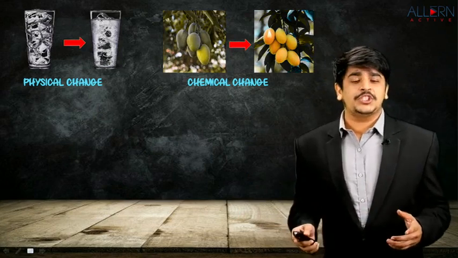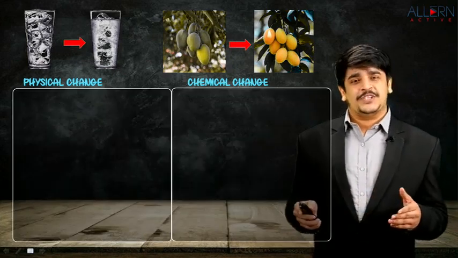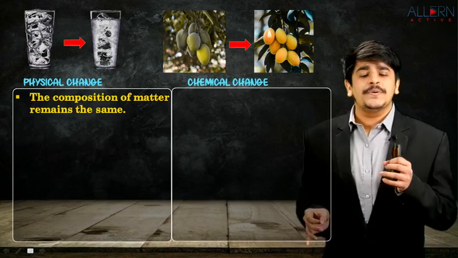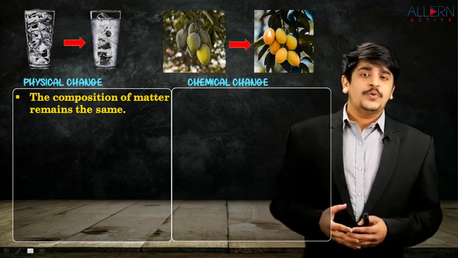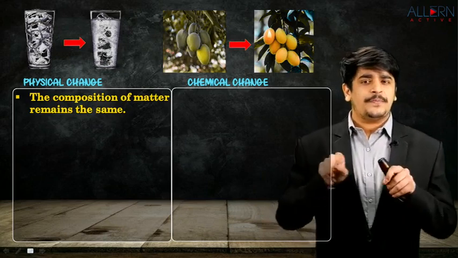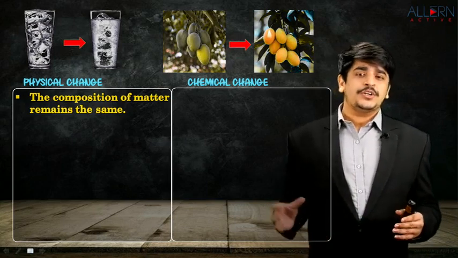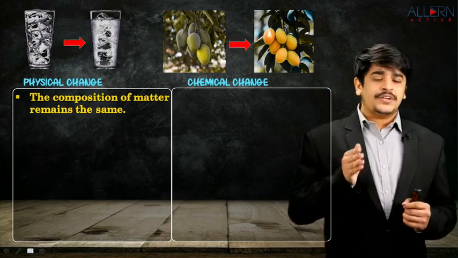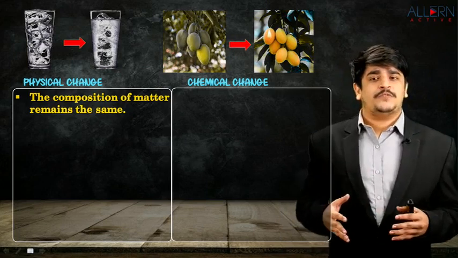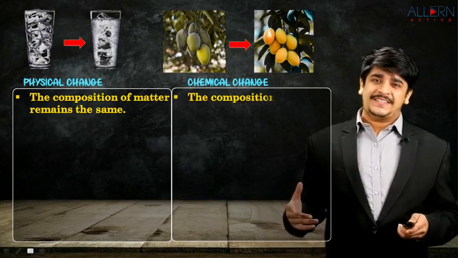Let's understand what these changes exactly are, and let's do that properly, systematically, with respect to a differentiation table. Understand that as far as the physical change is considered, the composition of the matter remains the same, which means the chemical formula associated with the substances that you have is going to remain the same. What's the formula for ice? H2O. What's the formula for water? H2O. So even when ice converts to water by the process of melting, the formula associated with both of the substances is going to be exactly the same.